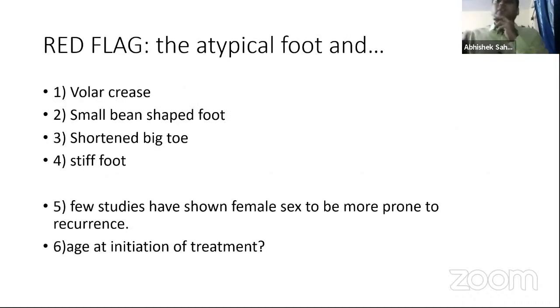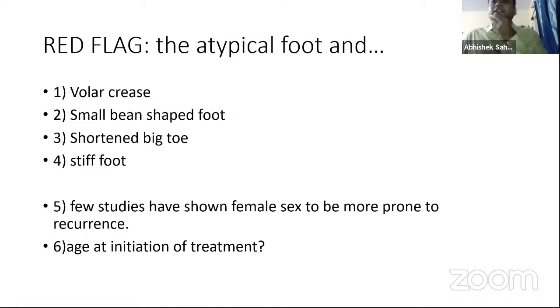Now, the red flag when we are talking about recurrence and relapse, most of the time, is the atypical foot, which is the culprit. So we have to look for these signs, which have already been mentioned in detail: the volar crease, the small bean-shaped foot, shortened big toe, as mentioned before, and stiff foot. Also, female sex has been pointed out as more prone to recurrence. Only 1 or 2 studies have actually mentioned that females have more chance of recurrence or a more resistant form. But these are just 2 papers.